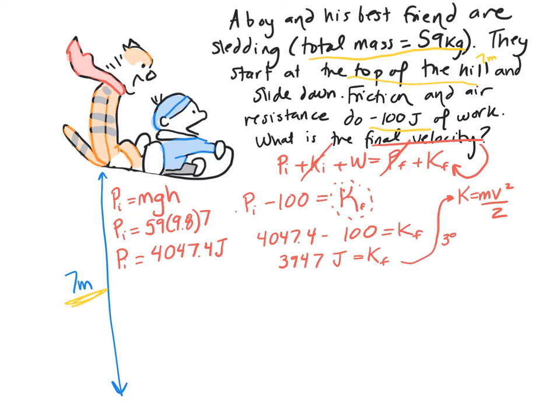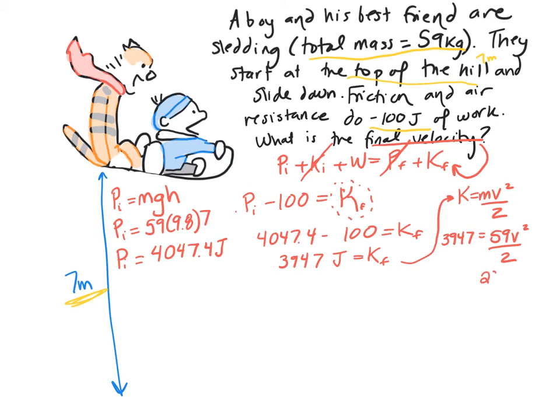So 3947 equals, the mass is 59, velocity squared divided by 2. How do we solve that? People like to solve these all different ways. You can multiply up the 2 right away. Okay. You could also take 59 divided by 2 first. You know, I'm in the mood to do that, so I'm going to do that.